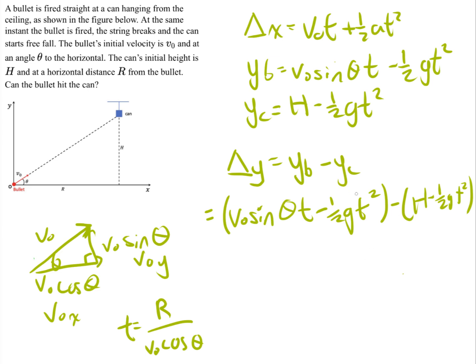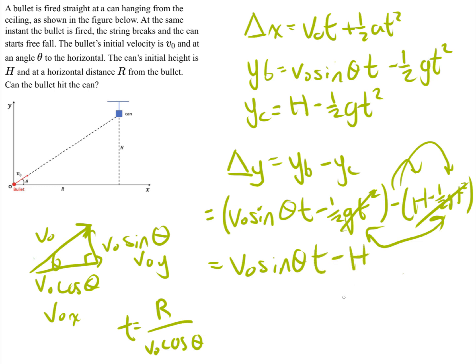Kind of ran out of room, but if you'll notice, if you distribute this negative, there's two negatives, so this becomes plus, and so these two cancel each other out. So we can ignore this whole t squared stuff and avoid that whole mess. So this simply becomes the initial velocity times the sine theta times t minus h. That's the expression for the y difference of height between them.